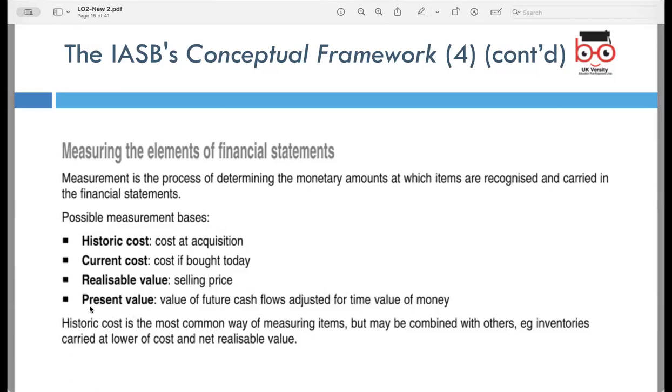Next one is present value: items are recognized at the present value of future cash flows adjusted for the time value of money. This method is often used for long-term receivables and payables.